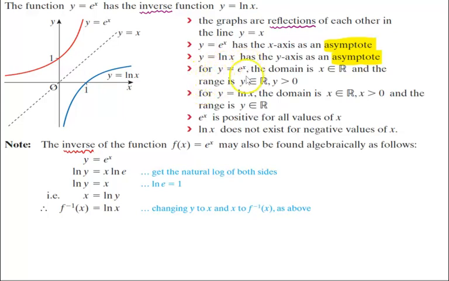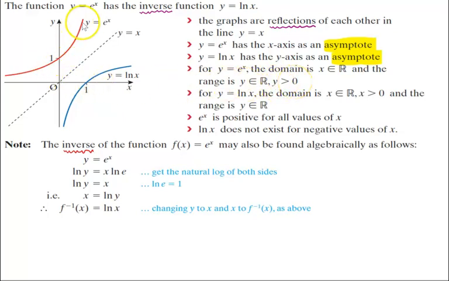For y equals e to the power of x, so for the red curve, the domain is x is an element of the real number set. So the inputs, or the x values, are the real number set, the entire real number line. So positive numbers, negative, fractions, decimals, irrational numbers. And the range for the red curve, y is equal to e to the power of x, is y is an element of the real number set, where y is greater than 0.